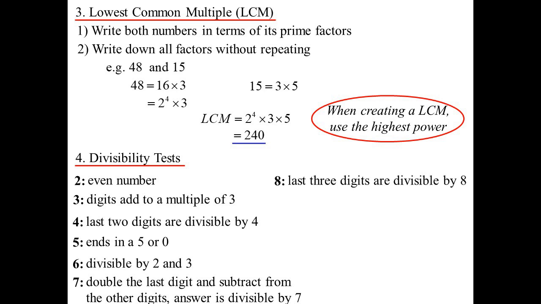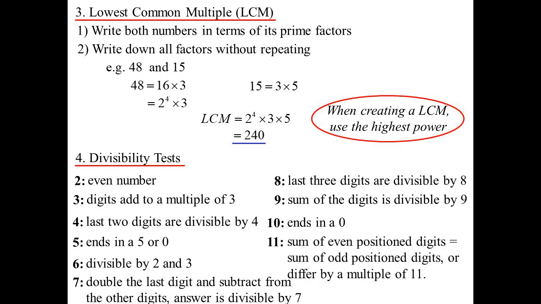8 is a bit easier. This time it's the last 3 digits, we say. Well, okay, the last 3 digits will be divisible by 8. 9, the sum of the digits is divisible by 9. See, 9 is 3 squared, so it's got the same sort of feel as the divisibility test for 3. 10, of course, is quite straightforward. Ooh, ends in a 0. 11 is another interesting one. The sum of the even position digits will equal the sum of the odd position digits, or they will differ by a multiple of 11.